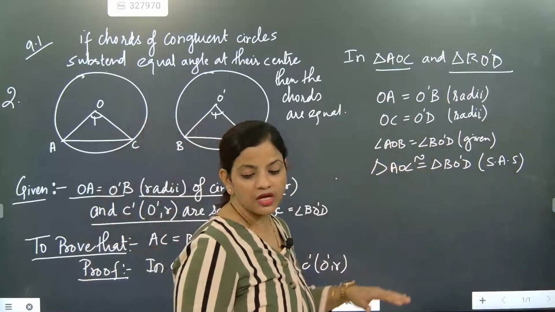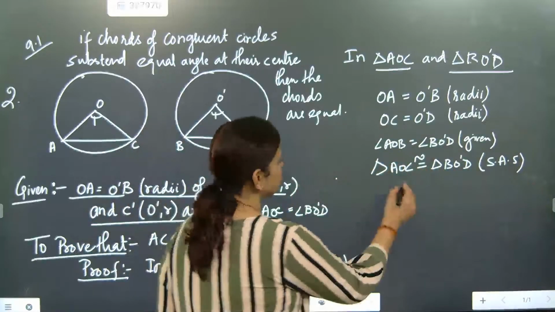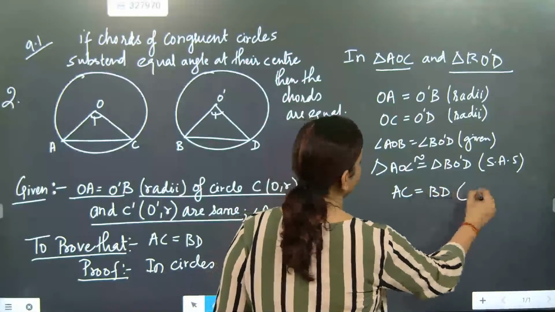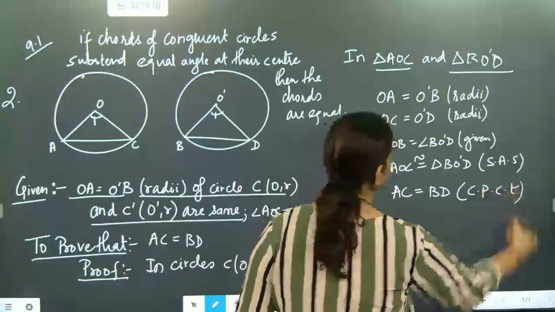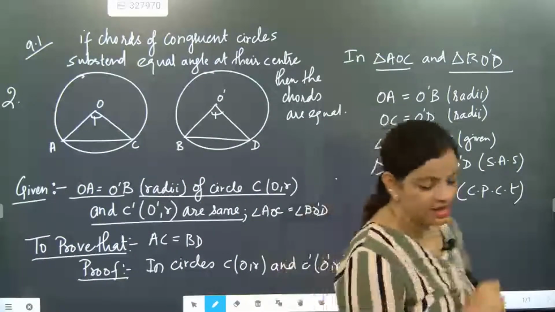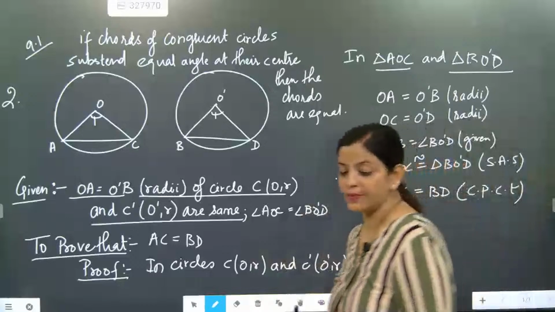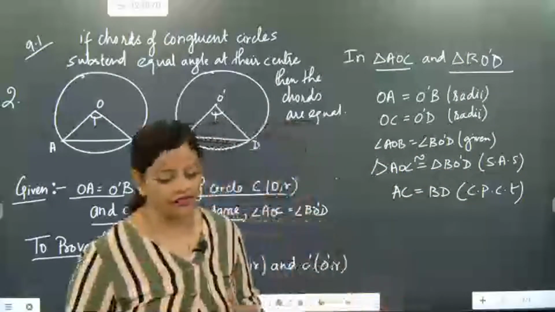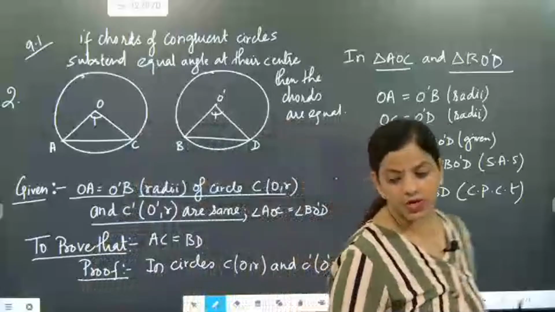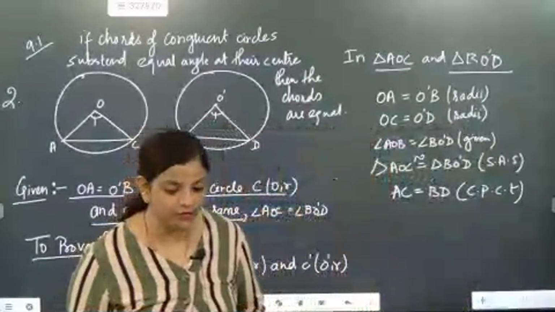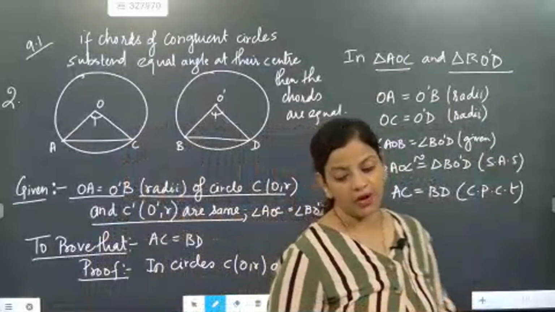So once both triangles become congruent by side angle side, then by CPCT we can say AC is equal to BD. So we have done both the questions of NCERT exercise 9.1, question 1 and 2, we have finished. Please check this one out. We have not done anything very big, we adopted a very simple technique and we solved it.